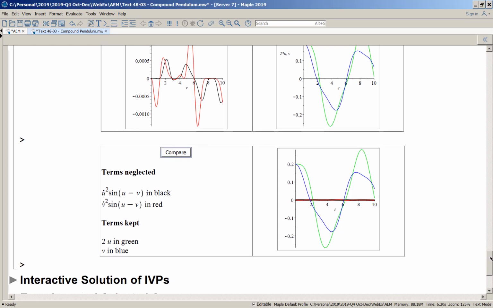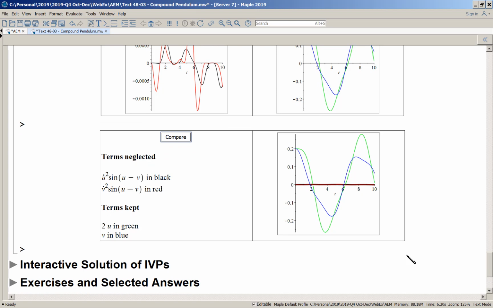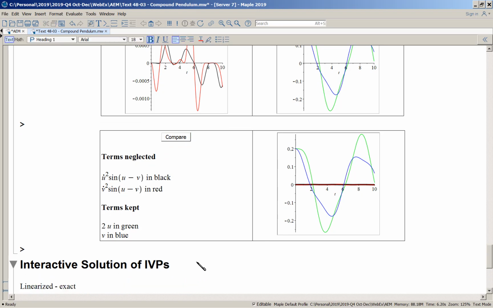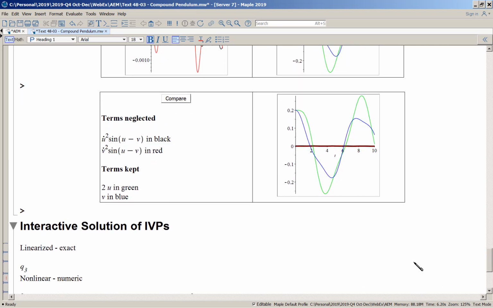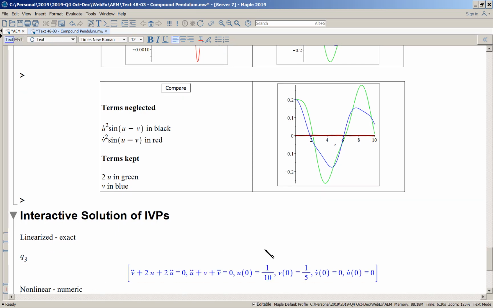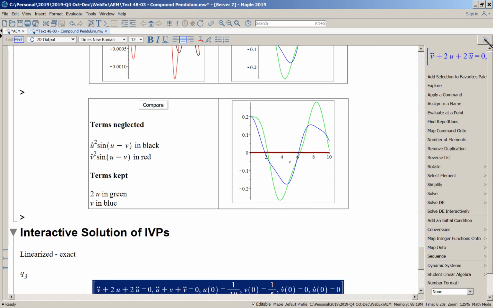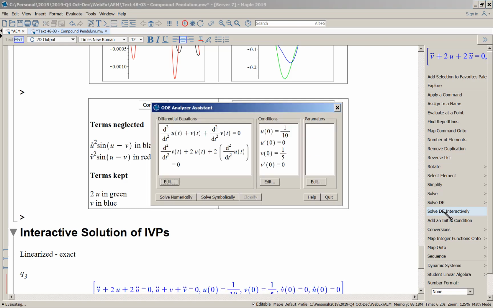Now, one of the things that I've been suggesting is that with a tool like Maple, these calculations are easy to implement, and I would like to show that these solutions of these differential equations can actually be done in a point-and-click fashion. So here is the linear system that we solved exactly. So if we go to the context panel, we see two options: solve the DE, which would give me the general solution, or solve it interactively. So let's pick that, and what comes up is this point-and-click tool, the ODE Analyzer Assistant.